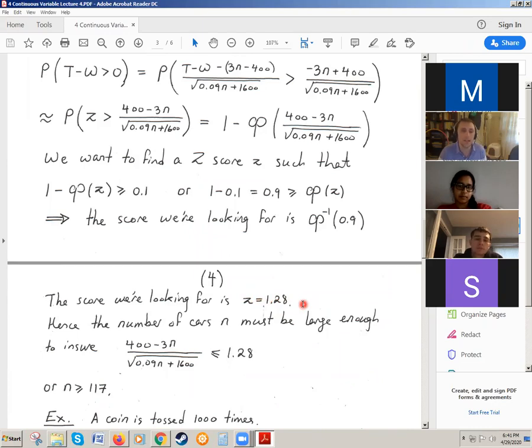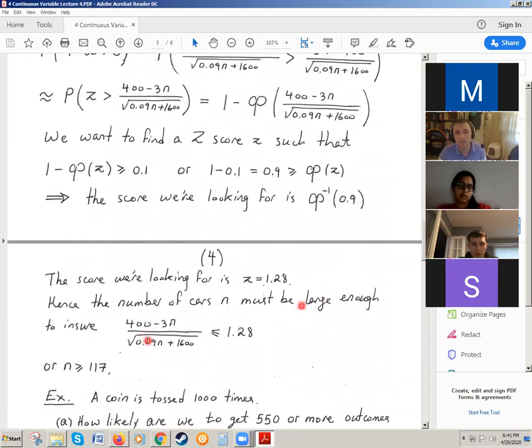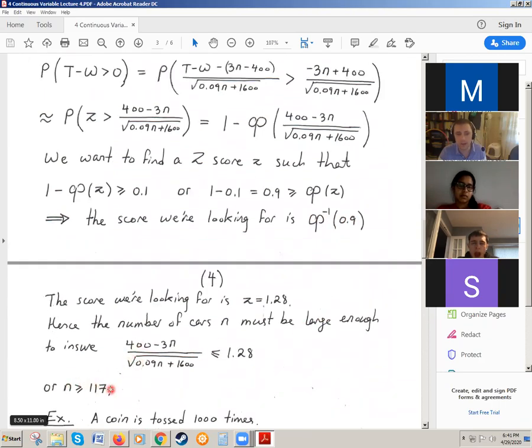So the number of cars n has to satisfy the following: I want (400 minus 3n) divided by the root to be less than or equal to 1.28, which is the z-score I obtained associated to 0.9. I just look, to the best of my ability, for what looks like 0.9 in the table, and that looks like the best approximation. If you have a computer, you just plug in the inverse of this phi function at 0.9. And that will give you n bigger than or equal to 117. Good.